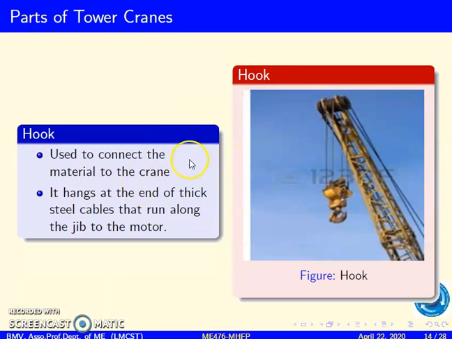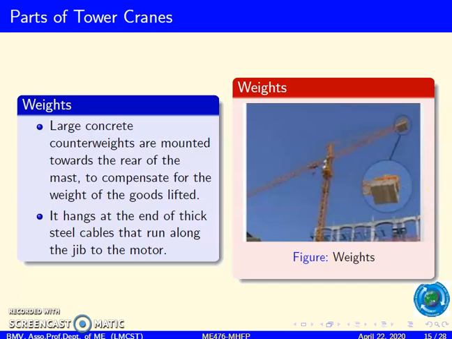Then there is the hook. It is used to connect the material to the crane. It hangs at the end of the thick steel cables that run along the jib to the motor. Now we have the weights here. Large concrete counterweights, which we can see here, are mounted towards the rear of the mast to compensate for the weight of the load lifted.